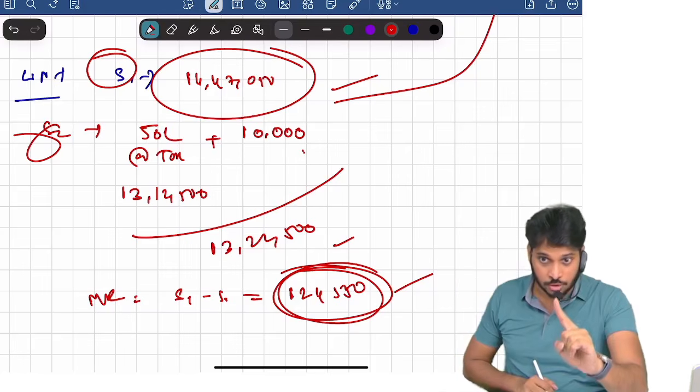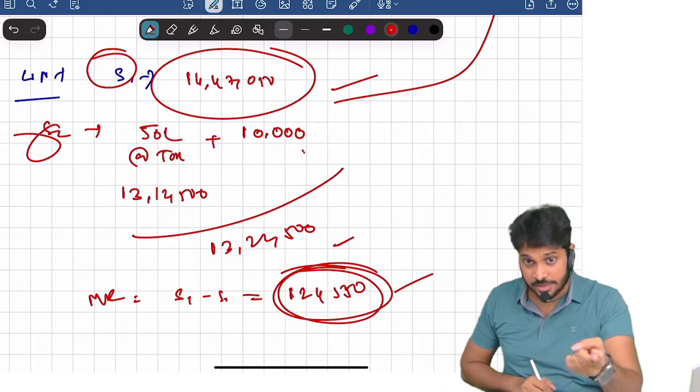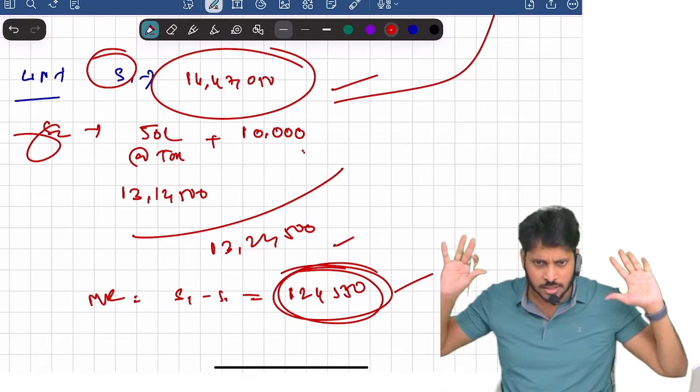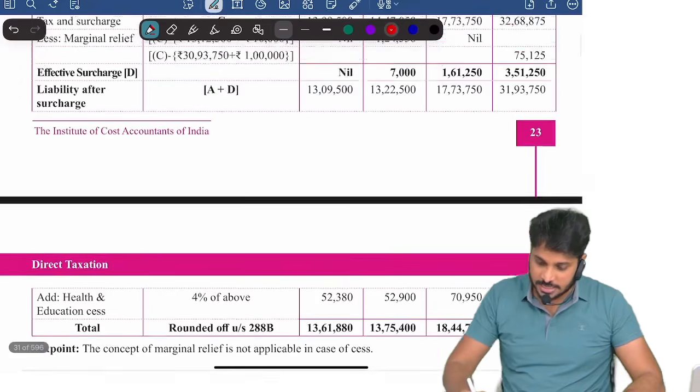You should show the working note. Always you should show the marginal relief working note whether it is there or not. If negative is there, ignore it. Mention that since relief is negative, it is ignored. Are you clear? Then next case is what?